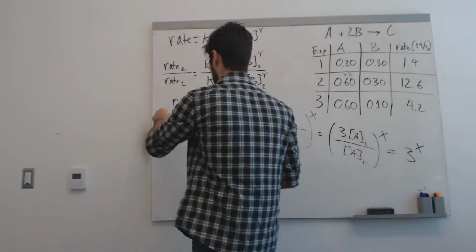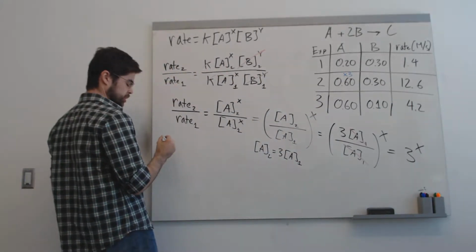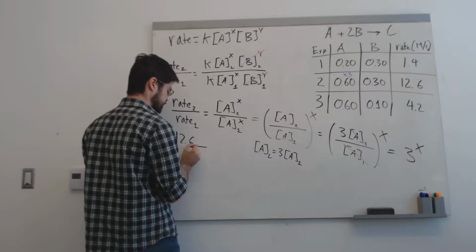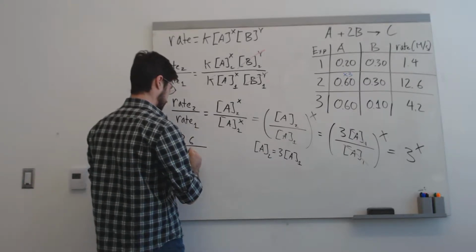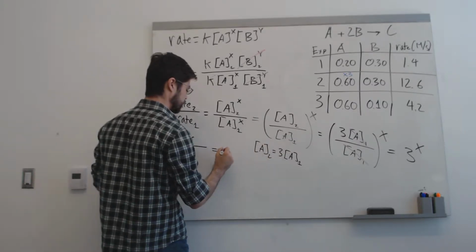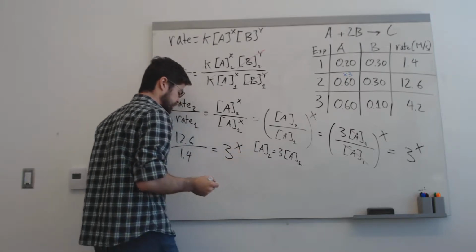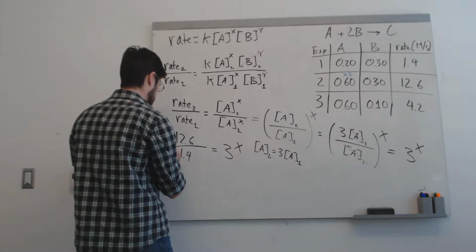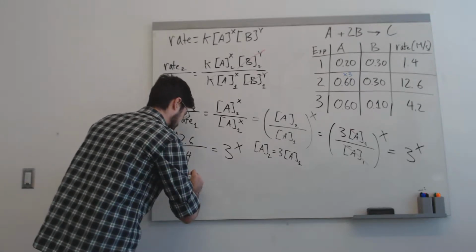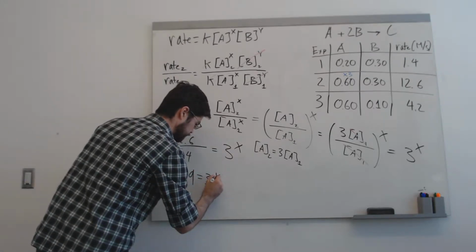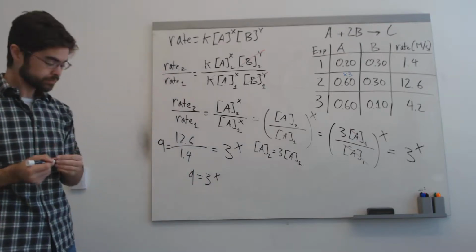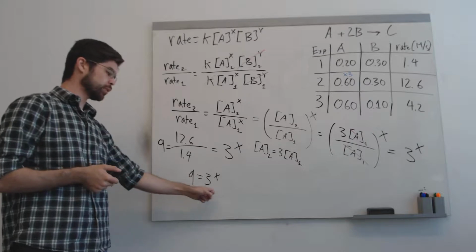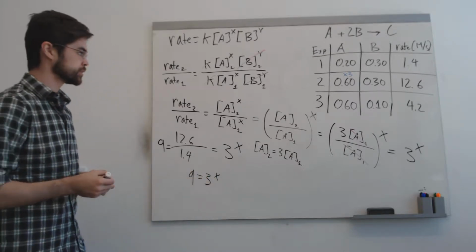If I look at the rate, how did the rate change? The rate changed by 12.6 over 1.4, and that should be equal to 3 to the x. If I calculate that, this should be equal to 9. So I have 9 is equal to 3 to the x. And then I reason to myself, okay, the only way I can make this work is if x is equal to 2.